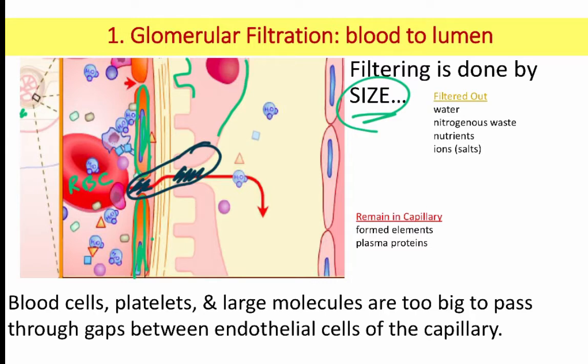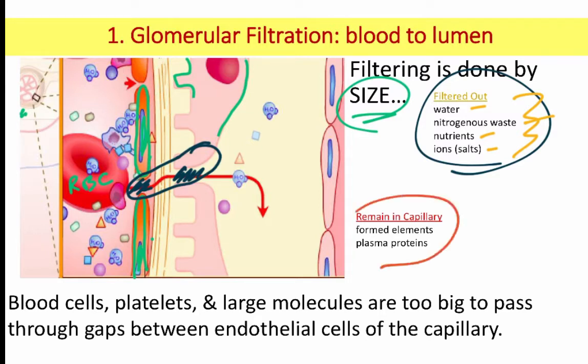So what does move out? Well, water, nitrogen-based waste, a whole lot of nutrients, surprise, surprise, like glucose and amino acids, and a whole heck of a lot of ions, which remember are electrolytes. What stays in the bloodstream? What stays in are all of the formed elements of blood, which remember are erythrocytes, leukocytes, and platelets, and the plasma proteins that you find in blood. So antibodies, albumins, globulins, fibrinogen, all of those molecules are way too big. So when you think about what's going to move through here, it's going to be monomers, which are the building blocks for polymers, as well as water and salt.